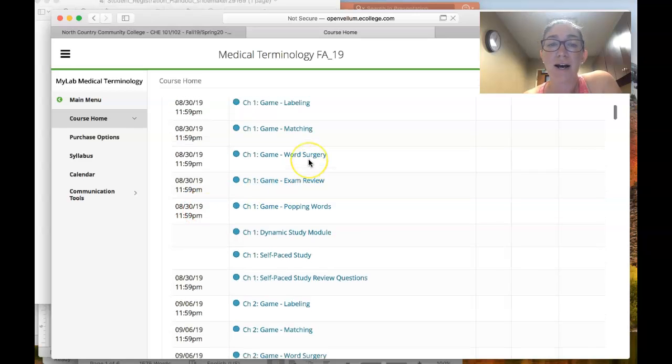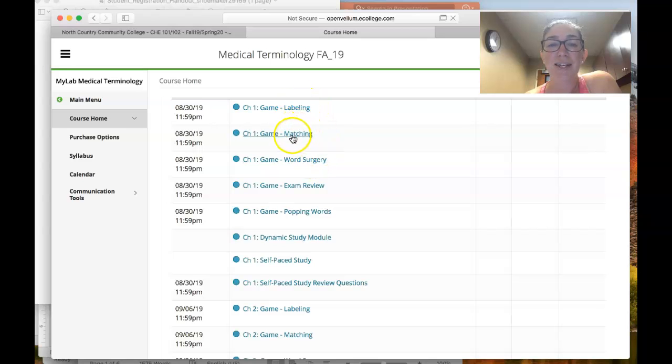Some of them are very quick, the labeling, the matching, the popping words. A lot of them are in a game format, which makes them kind of fun. So they're not just like worksheets you're filling out. Popping words is like little pills with words on them and you have to pop them into the right container. It's cute. It takes like 5 minutes. So some of them are very quick. Some of them take a little bit longer.